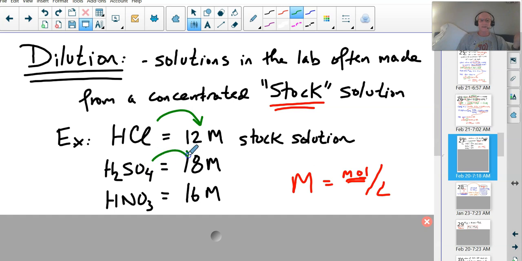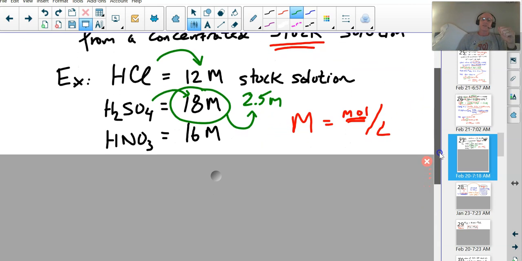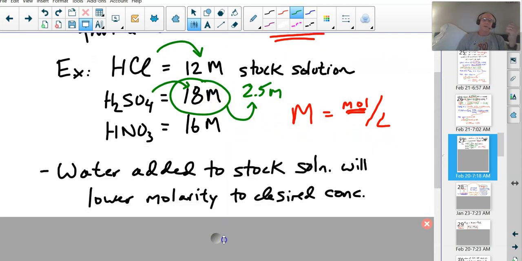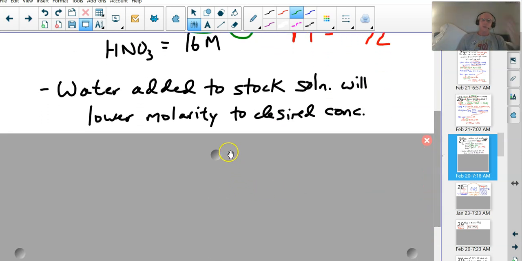Sulfuric acid is 18 molar. So these are chemicals I will never let a 10th grade chemistry class work with, because they're just so dangerous. So most of the experiments we do are something on the order of like 2.5 molar. So the question becomes, how do you go from an 18 molar stock solution and dilute down exactly to 2.5 molar? You have to be able to do some calculations and figure out what volume of the 18 molar I need. Okay, so water added to the stock solution will of course lower the molarity.